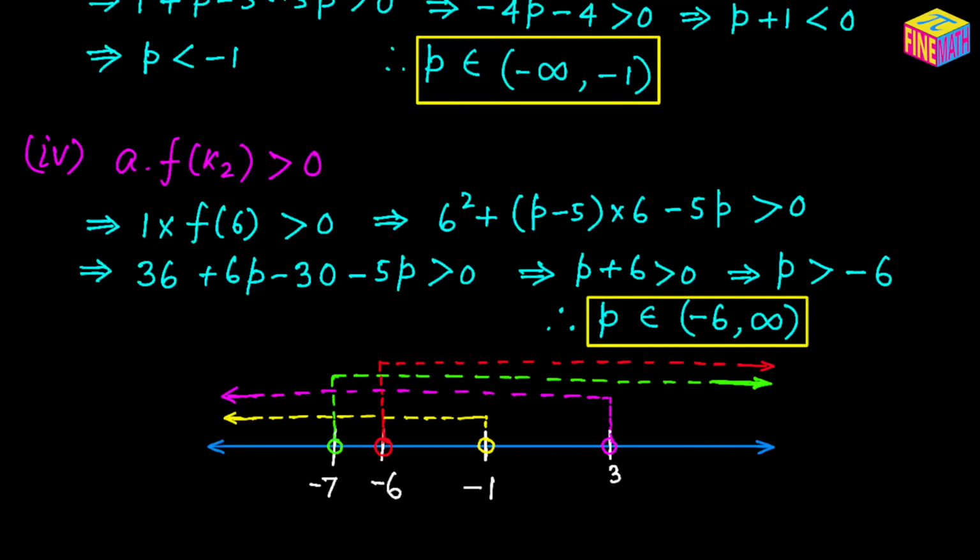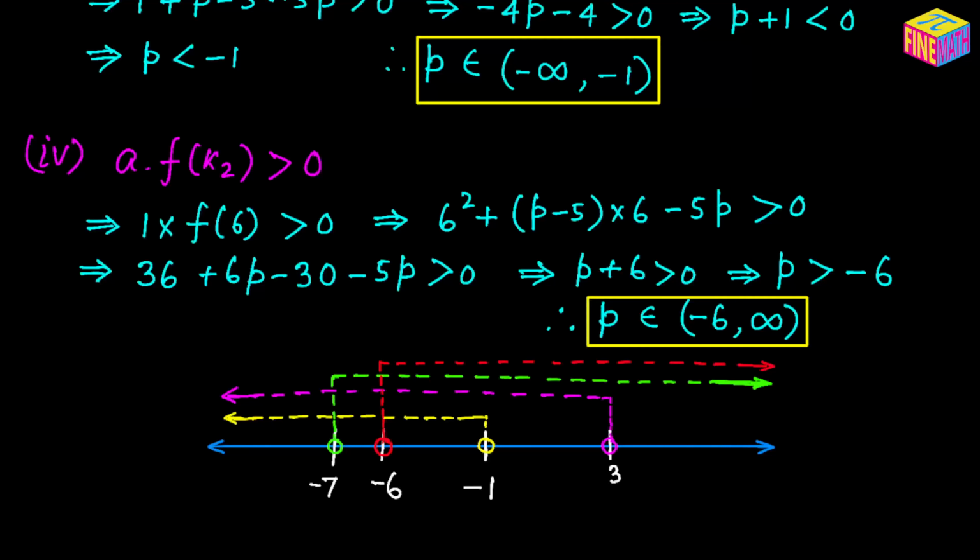And now we have to take an intersection. Now intersection means the common zone where all these ranges coincide. So what would be that common zone? Well, if you think about it, we have how many zones here? We have the entire real number line, that is one solution set. Then negative infinity to negative 1, that is one solution set. Then negative 6 to positive infinity, that is another one. Then negative 7 to positive infinity, that is another one. And then positive 3 to negative infinity, that is another one, right?